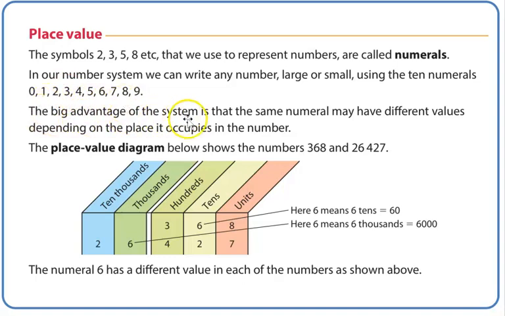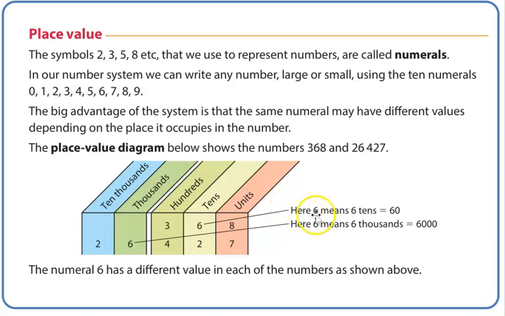The big advantage of the system is that the same numeral may have different values depending on the place it occupies in the number. The place value diagram below shows the numbers 368 and 26,427. So we see in blue we have the 10,000s, in green we have the thousands, in lighter green we have hundreds, in yellow we have tens, and in orange we have units.